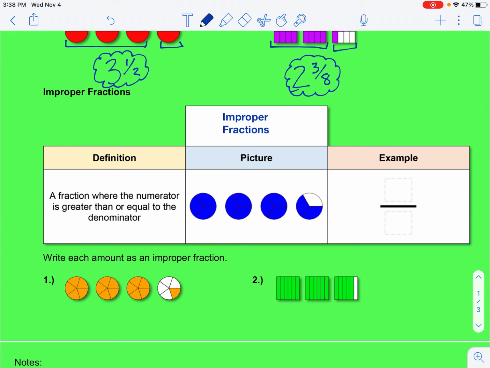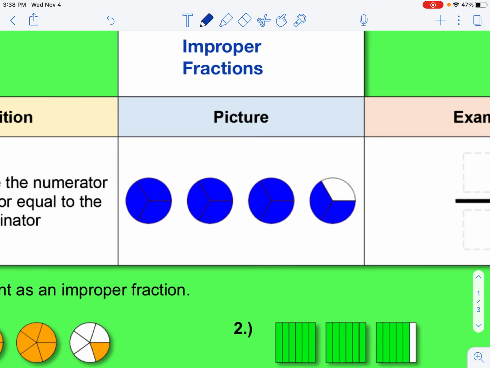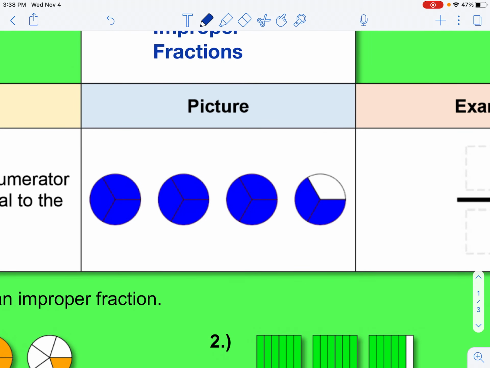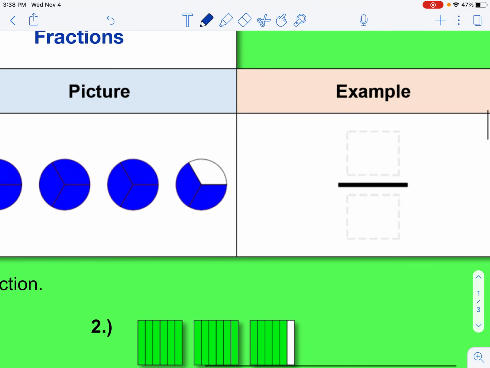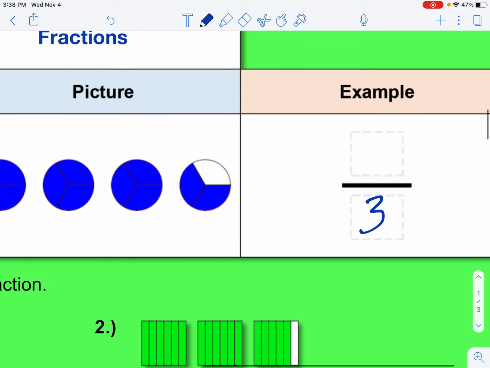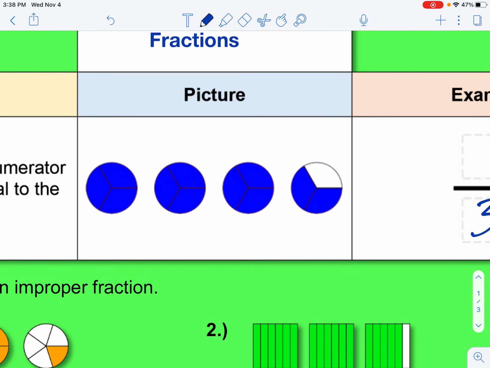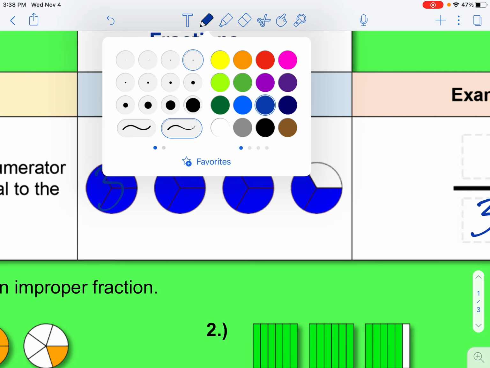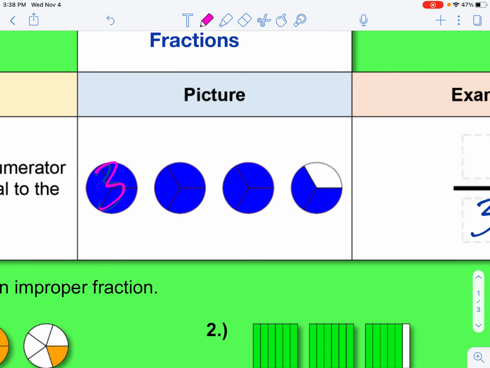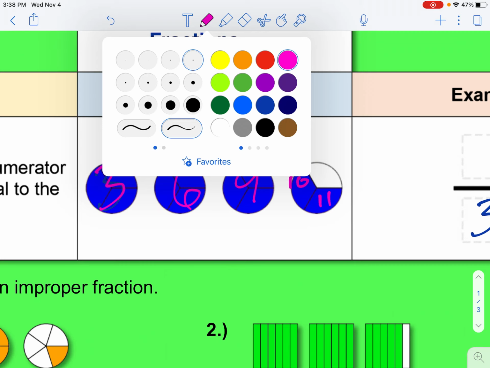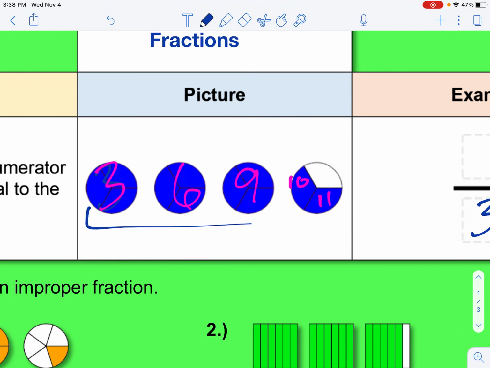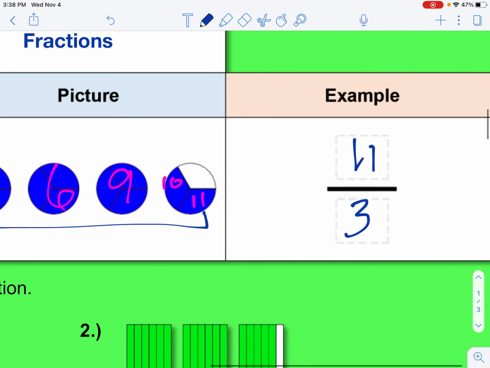So let's go ahead and take a look at this picture example. In this picture example, I notice that all of my circles are split up into thirds. So my denominator is going to be 3. My numerator, I count how many thirds I have. I've got 3, 6, 9, 10, 11. So my improper fraction that represents this amount is 11 thirds.